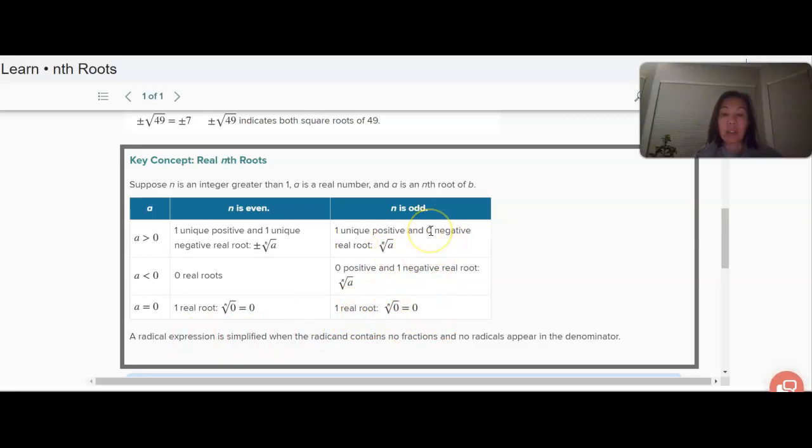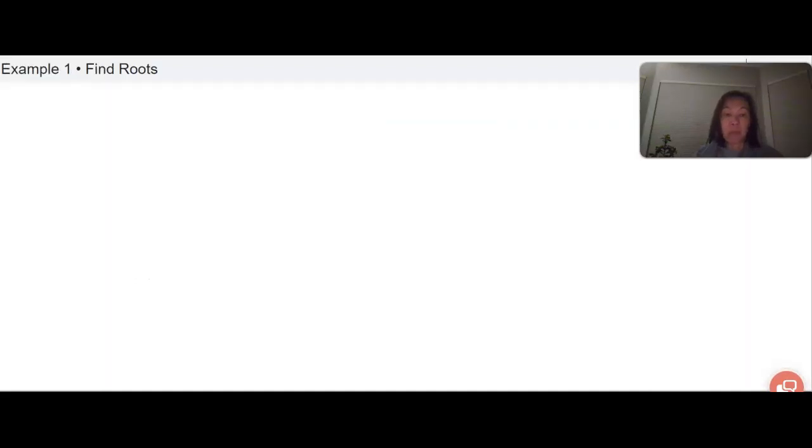Now, if the index is odd, then there will always be only one root. For instance, the cube root of 8 is just 2, because 2 times 2 times 2 is 8, but the cube root of negative 8 is negative 2. So you can take odd roots of negative numbers, and there will always be only one value, because a negative times a negative times a negative is negative, a positive times a positive times a positive is positive, and so on.